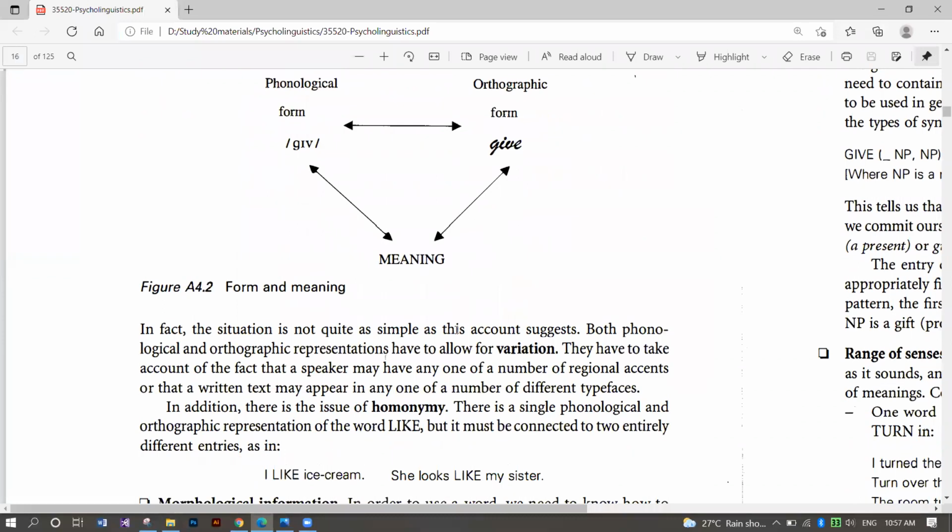Okay, in fact, the situation is not quite as simple as this account suggests. Both phonological and orthographic representation have to allow for variation. Now, in this there will definitely be variation.